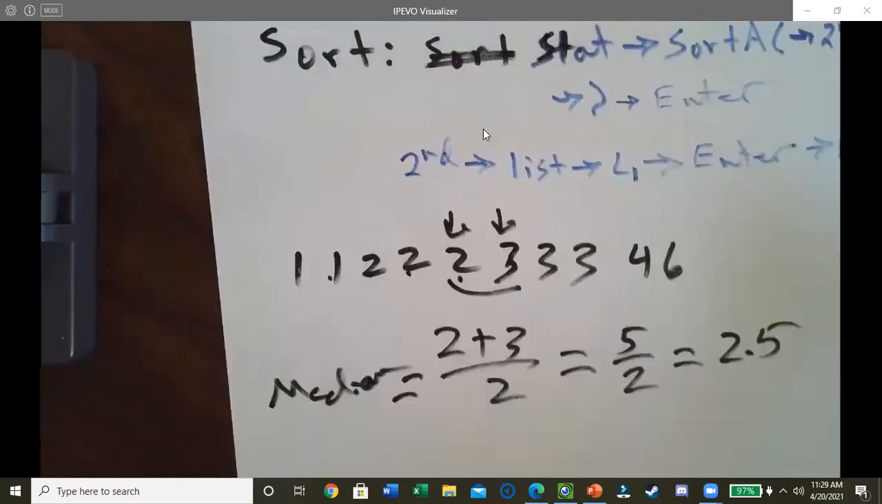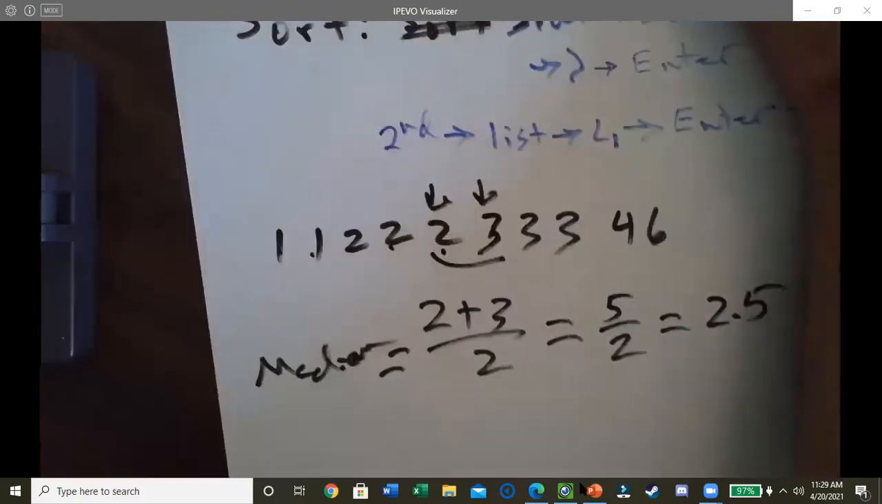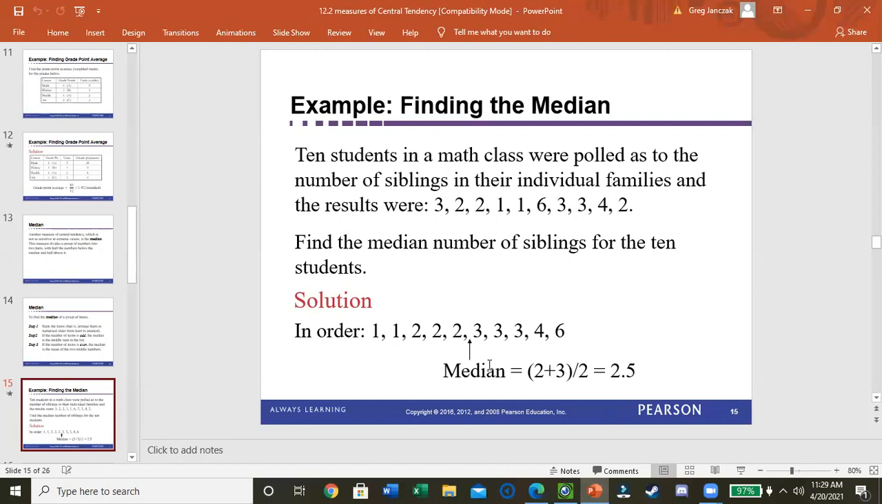Okay, so let's go back to our PowerPoint again. And so notice they have 1, 1, 2, 2, 2, 3, 3, 3, 4, 4. So you have 1, 2, 3, 4, 5 on the left, 1, 2, 3, 4, 5 on the right. So the middle is in between 2 and 3. So you have to take 2 and 3 and figure out the average. You add those two up and divide by 2 to get the average between those two middle numbers. And that's your median.